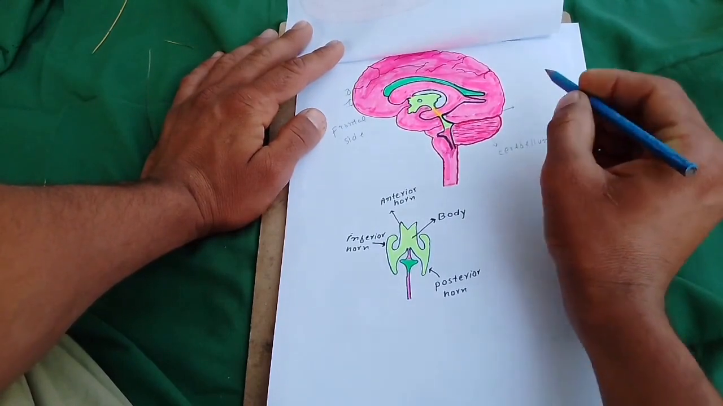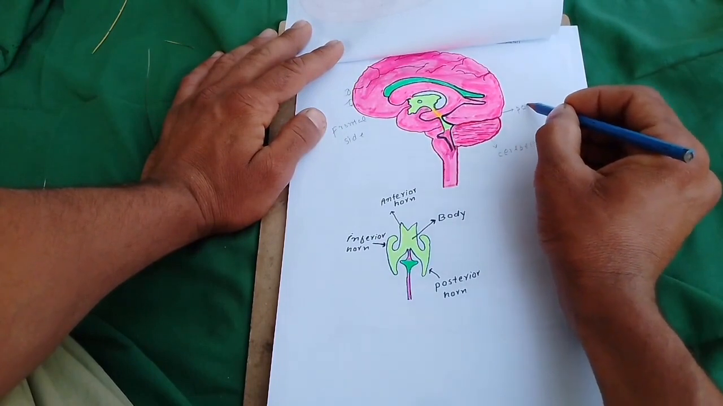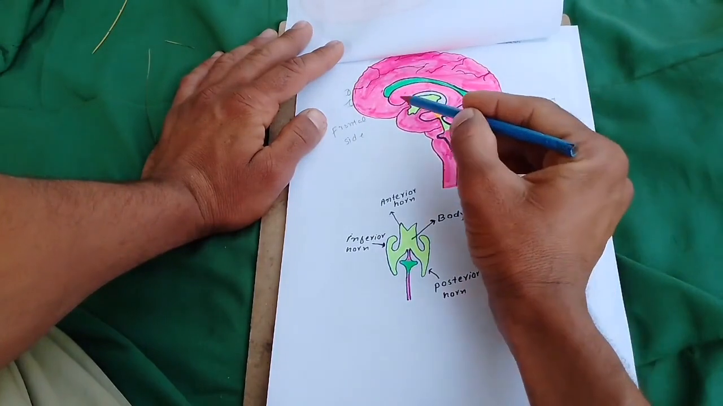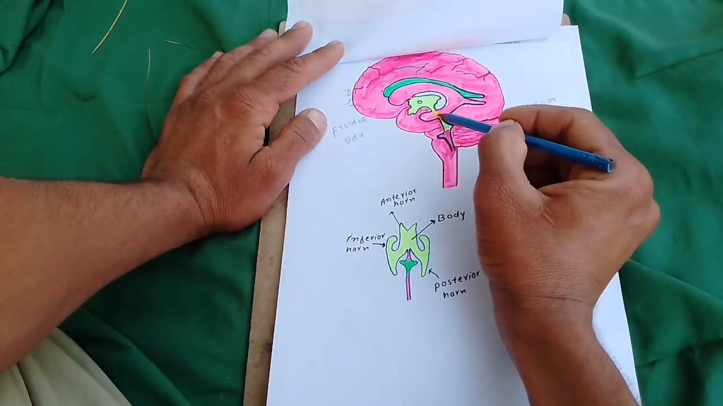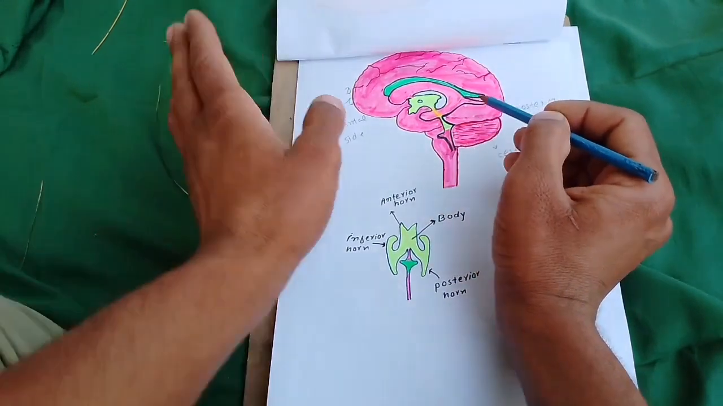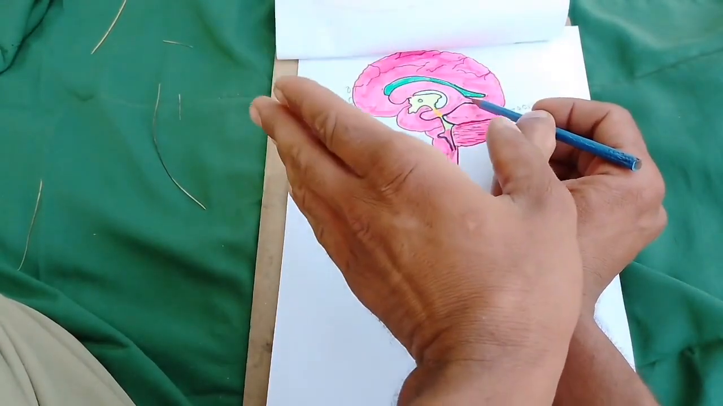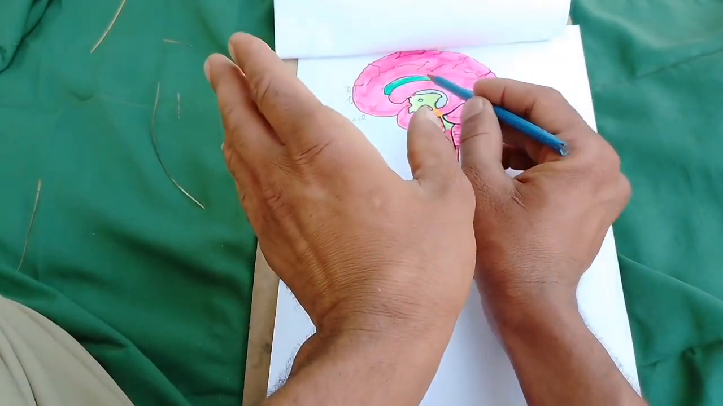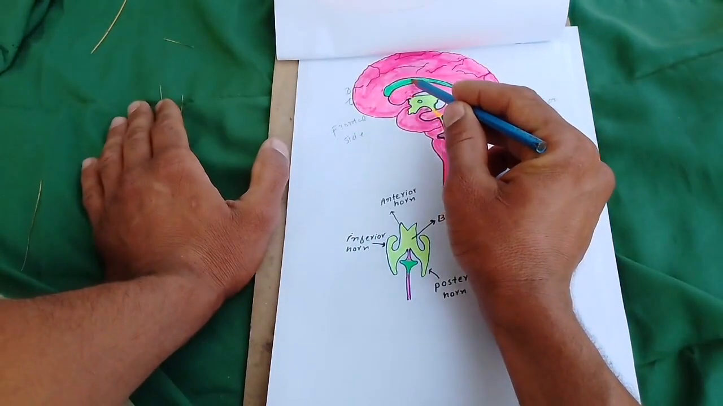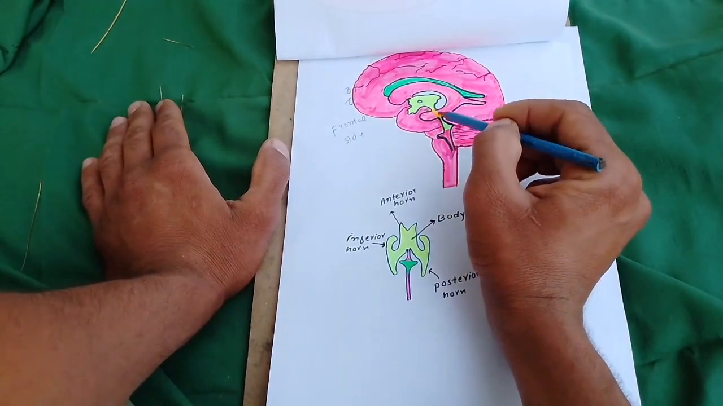This is the posterior side. The whole mass of the brain. This one, as you can see here, is the lateral ventricle. This is the right lateral ventricle, and this is the left lateral ventricle.